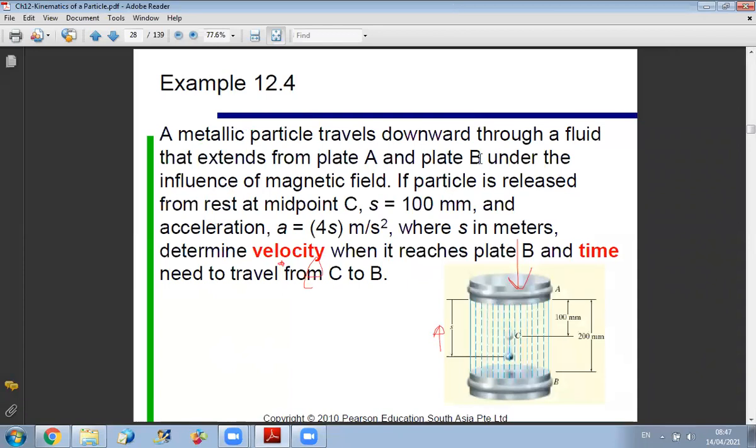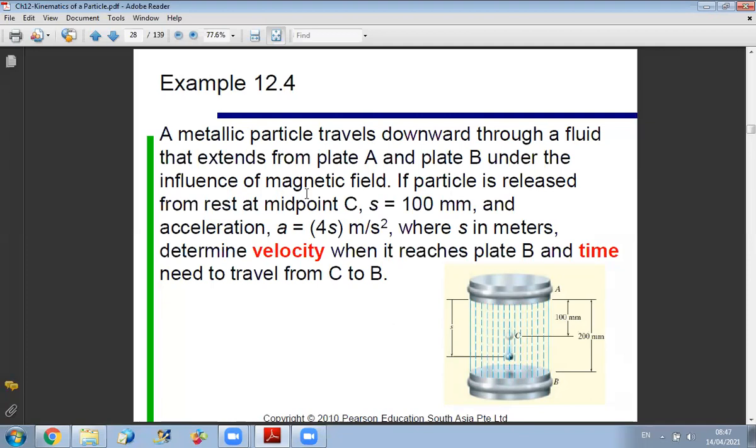Another problem. A metallic particle travels downwards through a fluid that extends from plate A to plate B under the influence of a magnetic field. If the particle is released from rest at midpoint C, where S is equal to 100 millimeter, and the acceleration is given by a equals 4s, where s is in meters, determine velocity when the particle will reach plate B and the time needed to go from C to B.